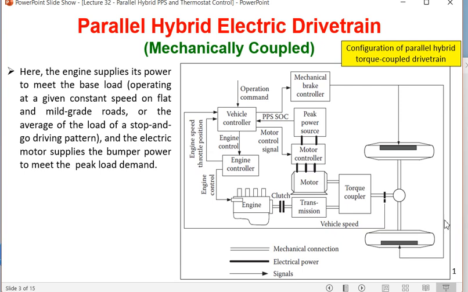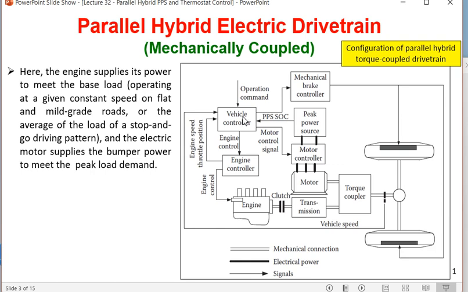in a torque coupler. There are two types of coupling, one is torque coupling and one is speed coupling, but in this case the configuration of the parallel hybrid is given by means of a torque coupler. The torque coupler gives the output to the differential. From there mechanical power is given to the wheels and the vehicle is driven.